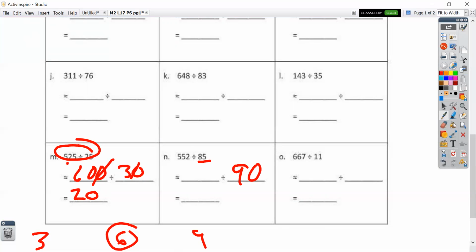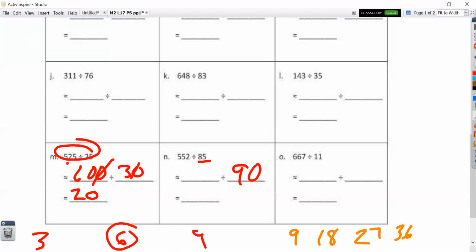I'm going to change colors so I don't get you confused. Well, we're talking about 550. Let's count by 9s real quick. 9, 18, 27, 36, 45, and then the next one would be 54. And remember, we're talking about 9 tens, so really it's 90, 180, 270, 360, 450, 540. The next one would be 630. Which one of those is closest to 552? Well, exactly, 540.